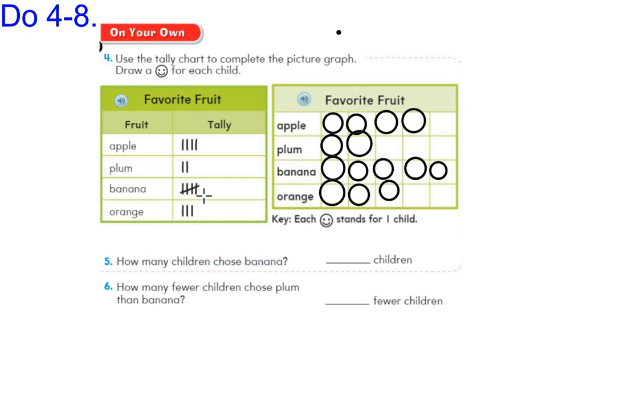You can look either place. You can look at the tally marks or you can look at the smiley faces. Both times you should see the same answer, just in a different way. 5. How many fewer children chose plums than bananas? So here I'm going to look at plums and I'm going to look at bananas. This many fewer chose plums than banana. How many is that? Hopefully you said 3. Good job.